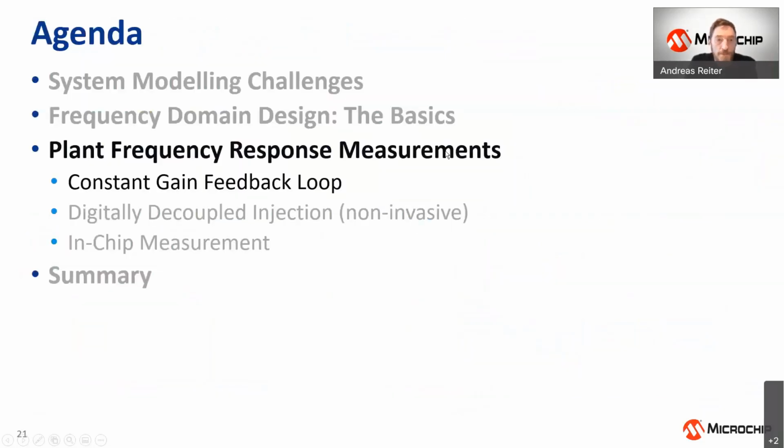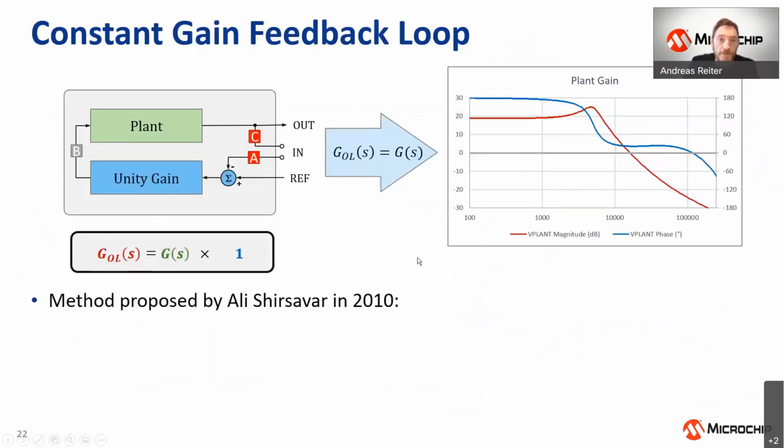Okay, so let's look at the final implementation. When we are using this loop measurement, we try to find a way to display the plant without having access to this point B. So if we would just like to use the common injection point on top of our output voltage resistor, for example, there are also ways. And I think the best method I know so far was introduced by Ali Shirsavar in, I think it was 2010, could have been a little bit earlier.